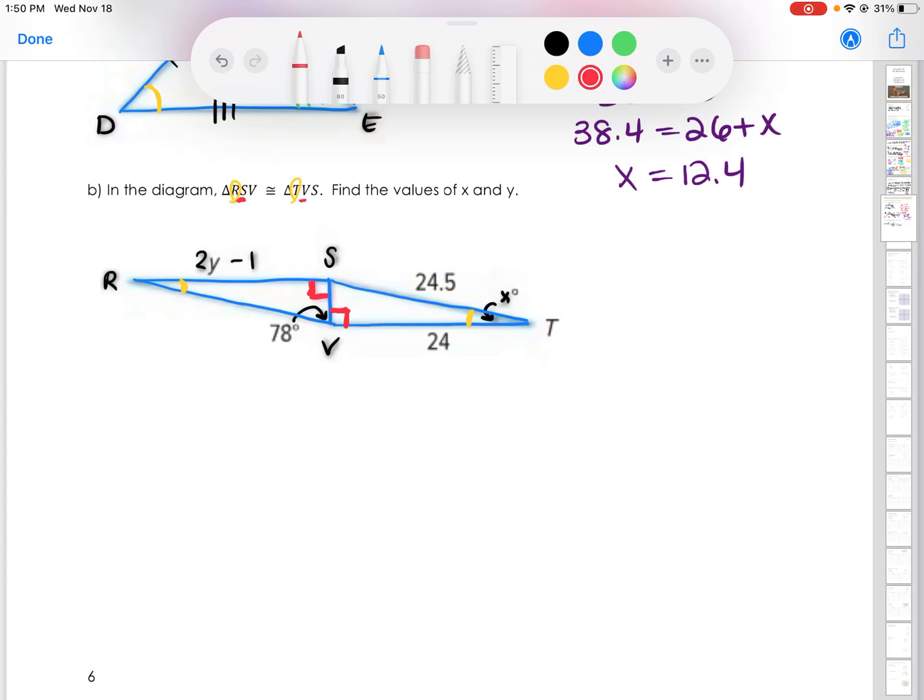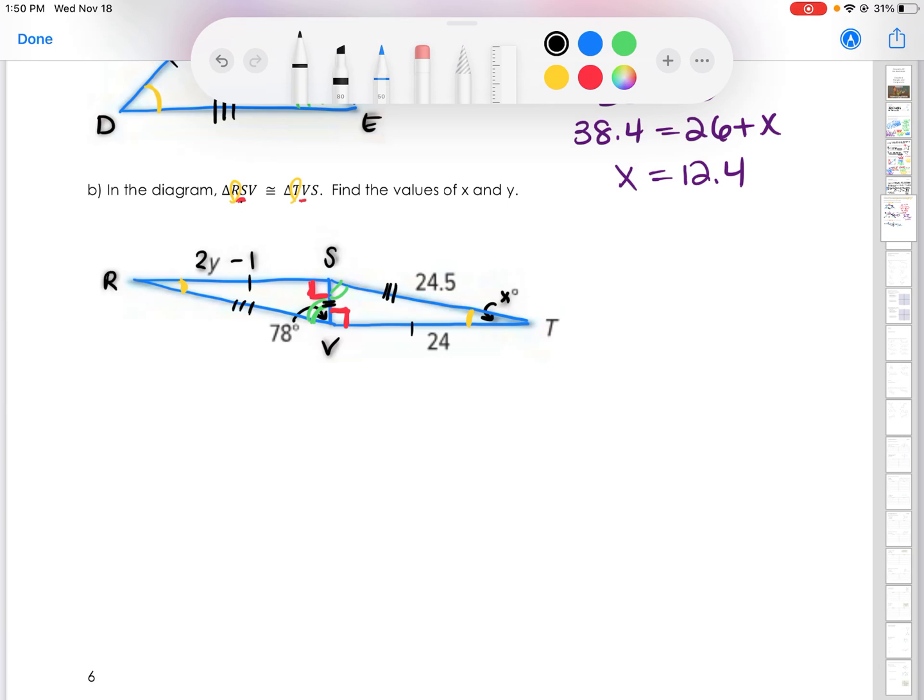And then again, we have V and S match up, but on the other side. So really they're referring to these angles. All right, so we have the same kind of rules going on with the sides here. The first two letters match up, so we have RS and TV. SV and VS, which is really the same side here in the middle, matches up. And then the outside letters, RV and TS or ST.